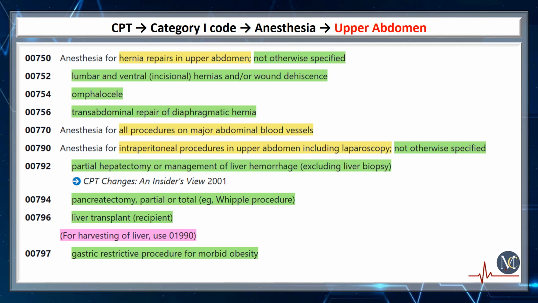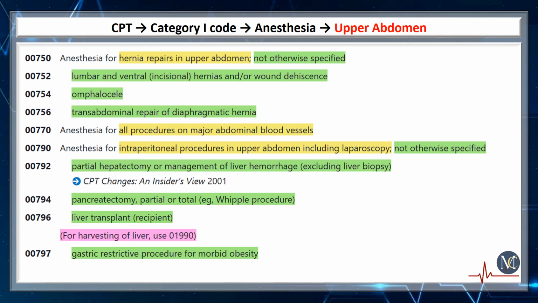Next code is 00750. Anesthesia for hernia repairs in the upper abdomen not otherwise specified. Next code is 00752. Lumbar and ventral incisional hernias and/or wound dehiscence. Wound dehiscence is a surgery complication where the incision or cut made during the surgical procedure reopens because of improper wound healing. Next code is 00754.